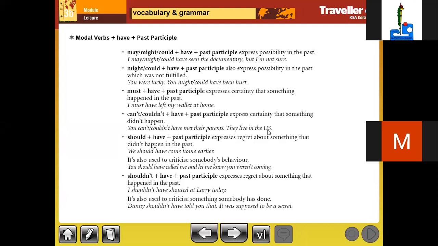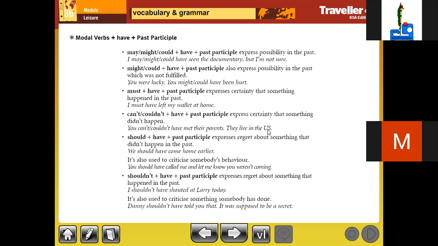He can't have been working yesterday. Why? Because yesterday was Friday. So I'm sure that this didn't happen. So we use can't or couldn't plus have plus past participle when we want to make negative deduction, when we want to express certainty.